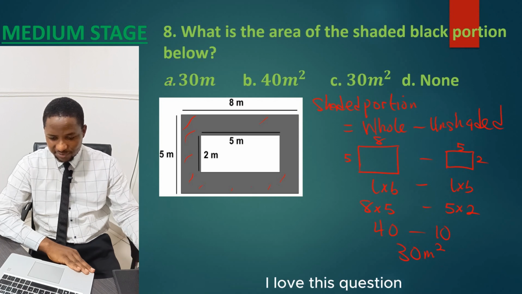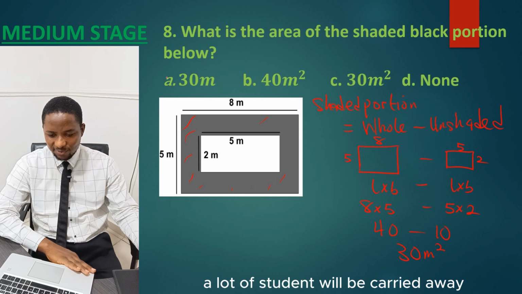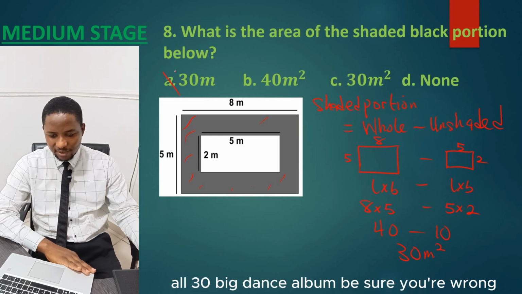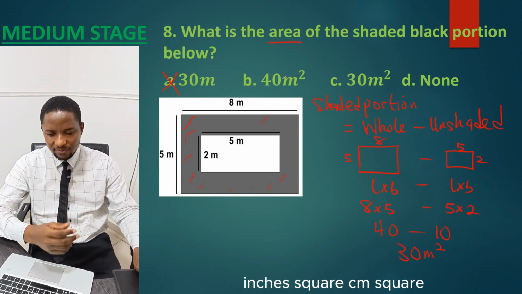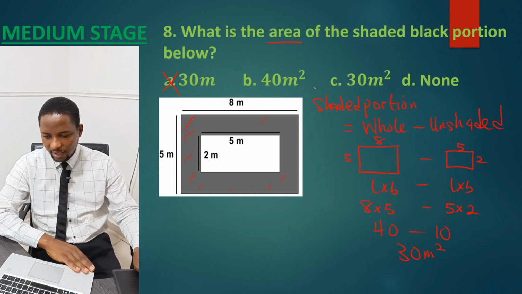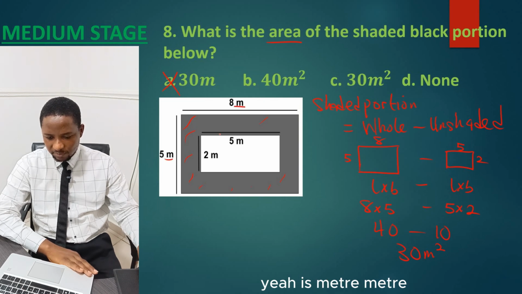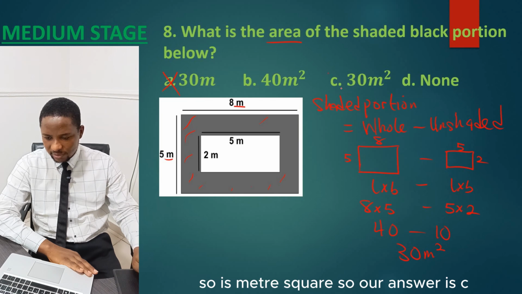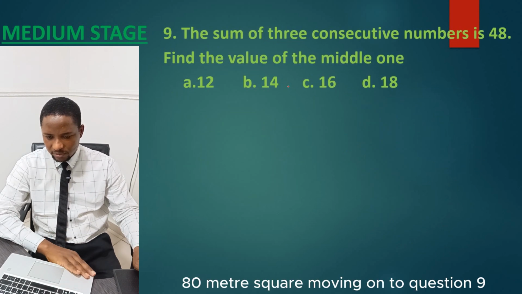I love this question, and that's why probably I put it under medium. A lot of students will be carried away. Oh, 30, pick the answer, but be sure you're wrong, because it's area, and for area it is either meter square, inches square, cm square, anything square that is given as regards the unit. Here is meter, so it's meter square. So our answer is C, 30 meters square. Moving on to question 9.